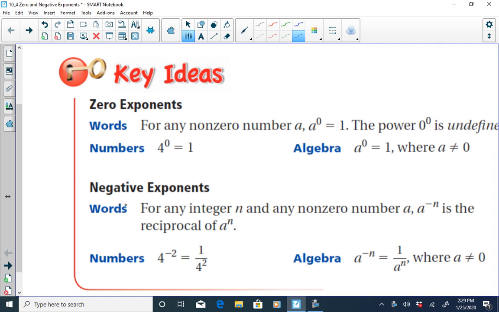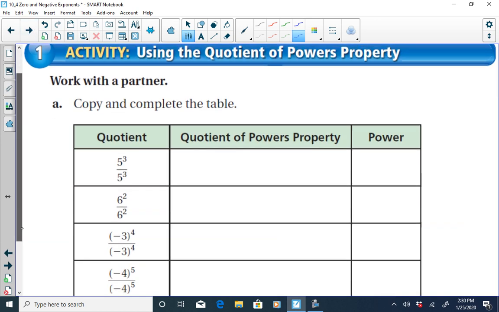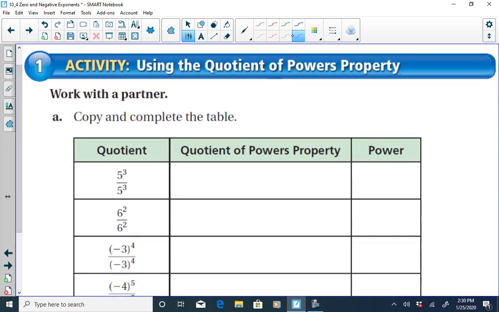The second rule that we're going to be using is for negative exponents, and anytime we have a negative exponent, it is simply equivalent to the reciprocal of that value. So for any integer n and any non-zero number a, a to the opposite of n is the reciprocal of a to the n. All right, so let's see what that means. We'll take a look at some of these activities here.